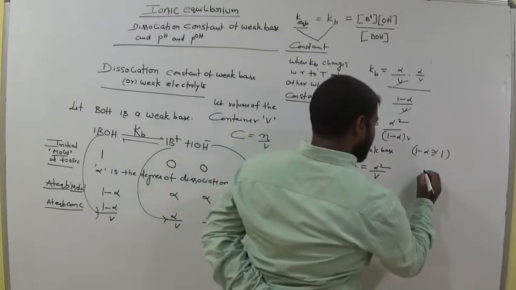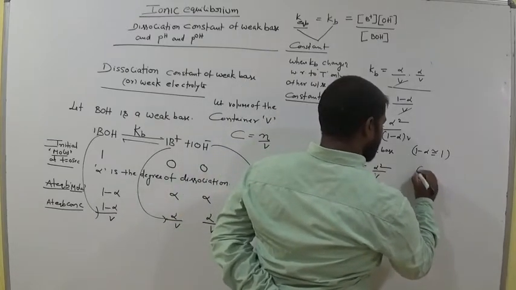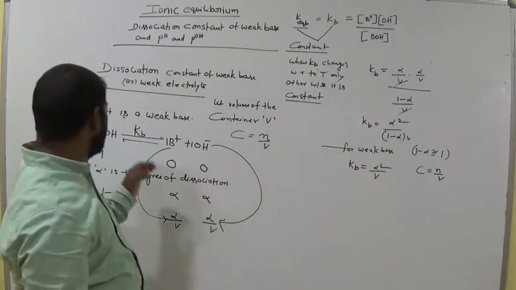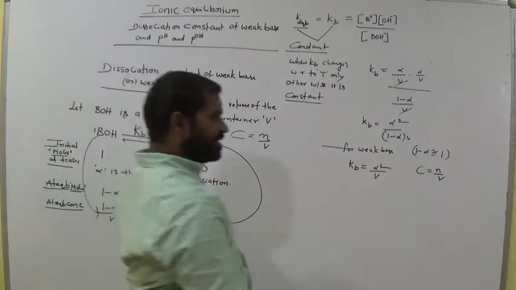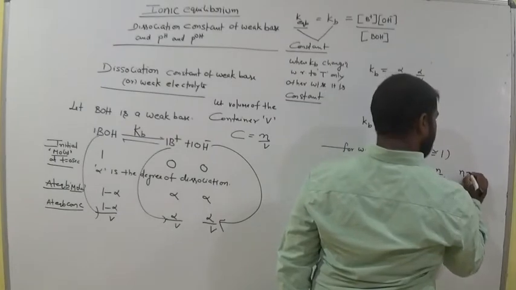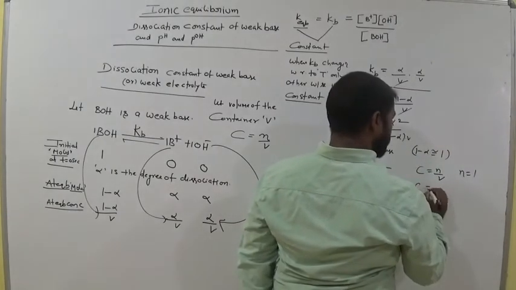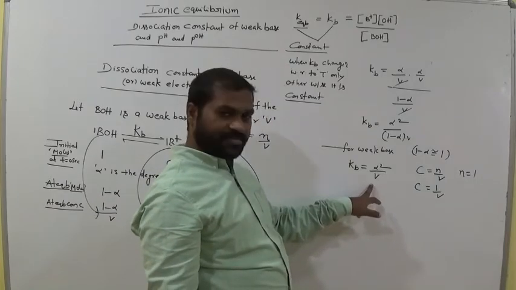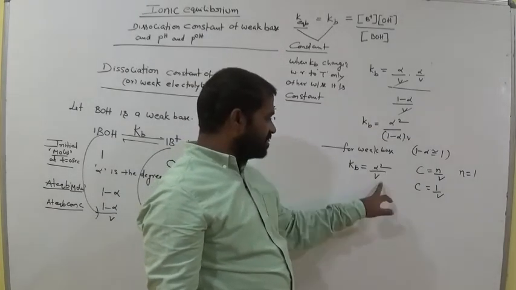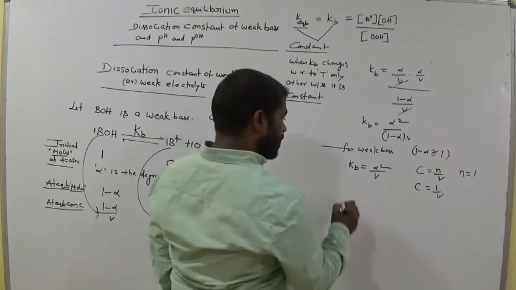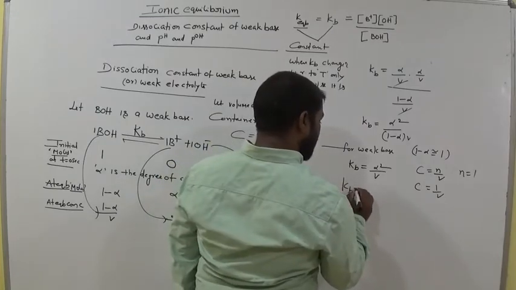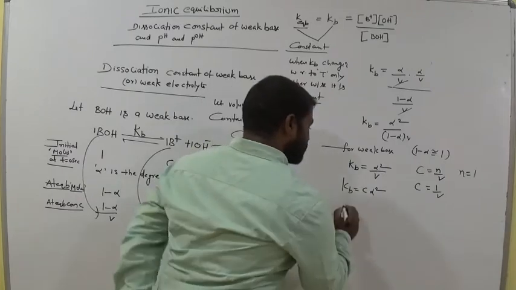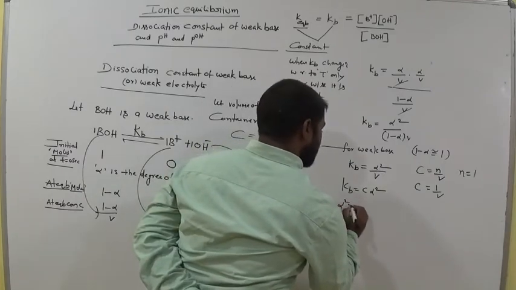Now C is equal to n by V. What are the initial moles here? 1 mole, that means n is equal to 1. So C is equal to 1 by V. So 1 by V means it is C. Now Kb equals how much? Kb equals C alpha square.